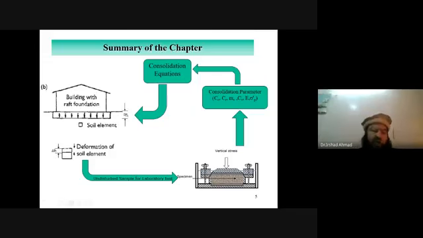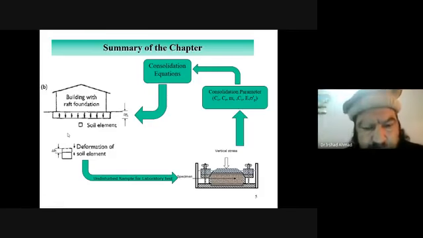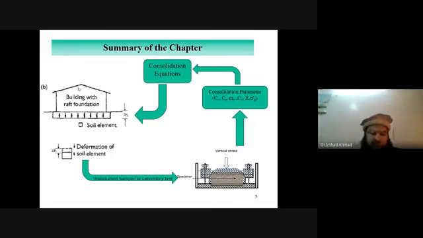Now, we are interested to find out, and you know that consolidation occurs in soil of low permeability like silt and clays, right? So we are interested to find out what is the value of delta HC, how much the building would settle. This is what we are interested in.